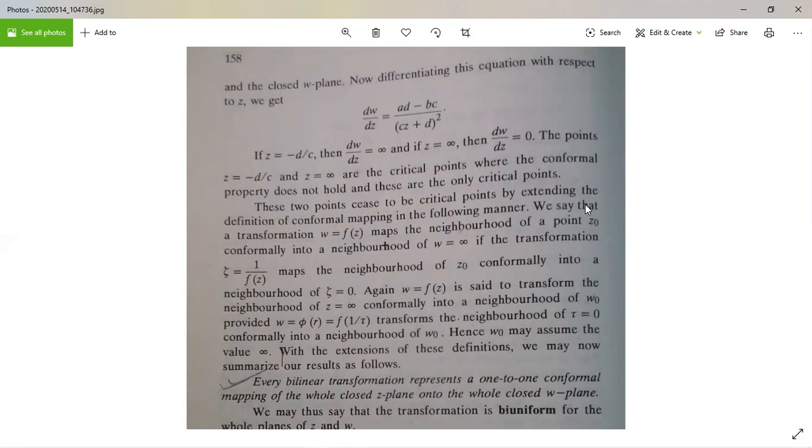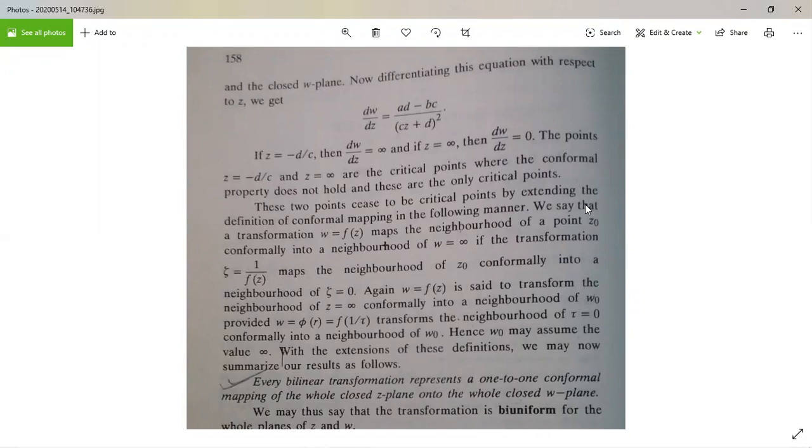Again, omega equals f of z is said to transform the neighborhood of z equals infinity conformally into a neighborhood of omega naught, provided omega equals phi of tau equals f of 1 by tau transforms the neighborhood of tau equals 0 conformally into a neighborhood of omega naught. Hence, omega naught may assume the value infinity.